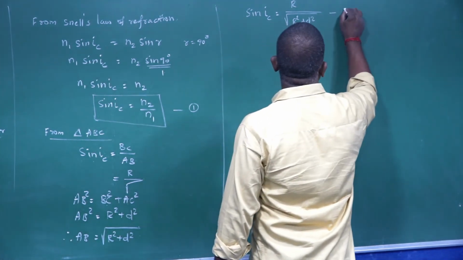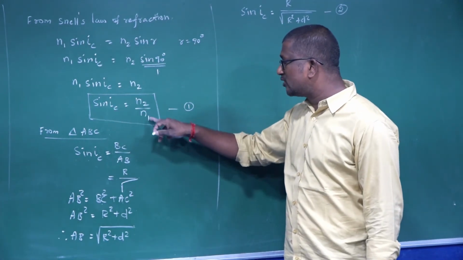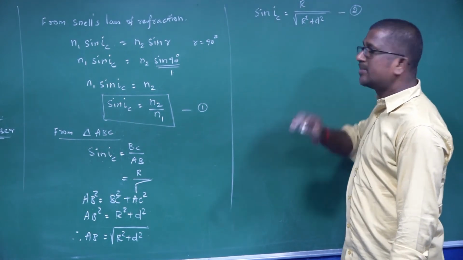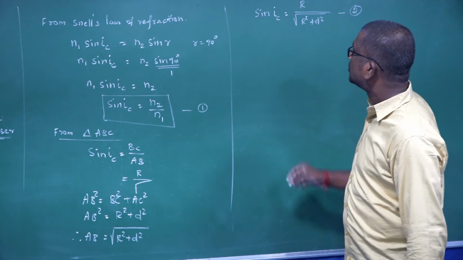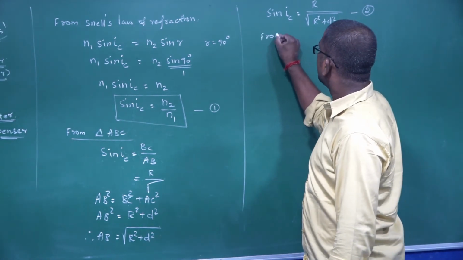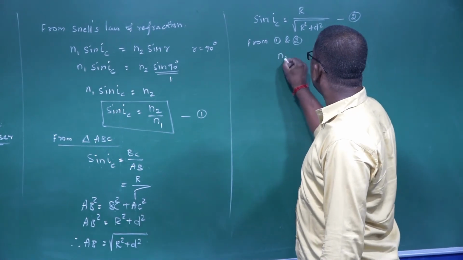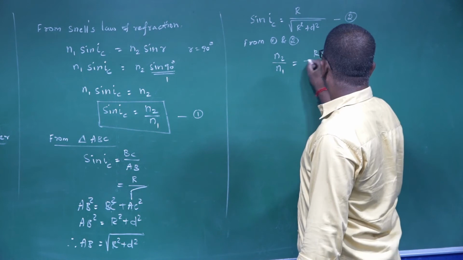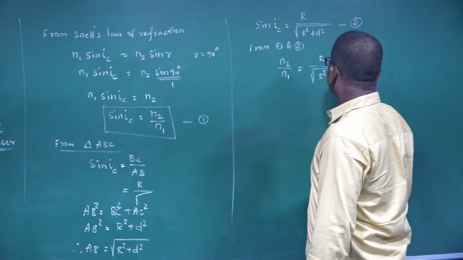Suppose this is equation number 2. Equation number 1: sin i_c is equal to n2 divided by n1. Second equation: sin i_c is equal to r divided by square root of r square plus d square. From equations 1 and 2, n2 divided by n1 is equal to r divided by square root of r square plus d square.